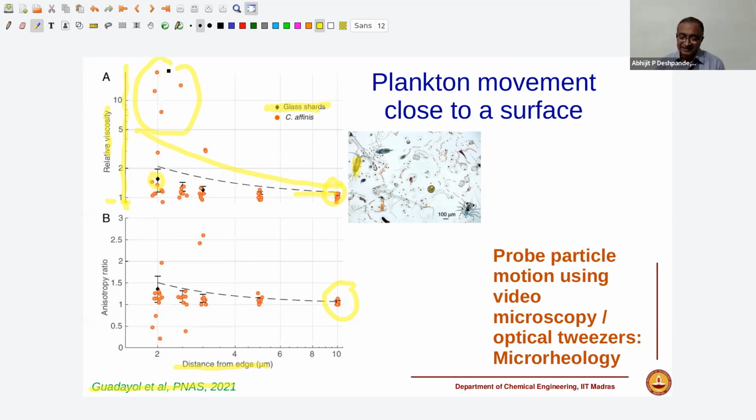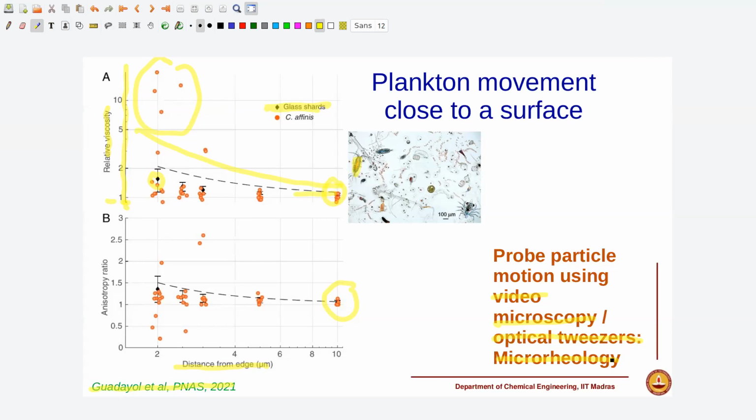rheological environment. And in this case, for example, what was done was using video microscopy, you can put some probe particles, look at the motion of those probe particles, and then try to back calculate the micro viscosity environment. You could also do these things with more active control of those particles using techniques such as optical tweezers.